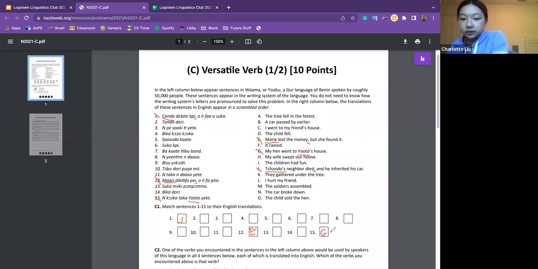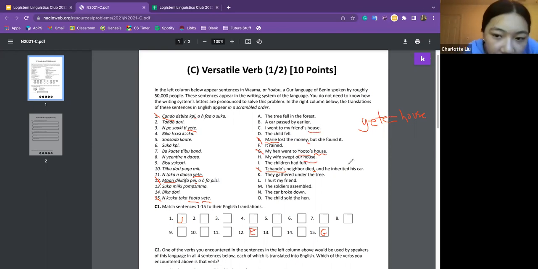Then, using the translations of these sentences, we can figure out the meanings of certain words. For example, for number 15 here, we see house and this word, so this means house. We can look at other sentences that have this word in it. Here are two more, and if we look over here, we see that these two sentences also have the word house in it. So these two have to correspond with these two.